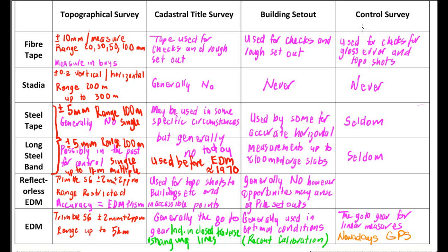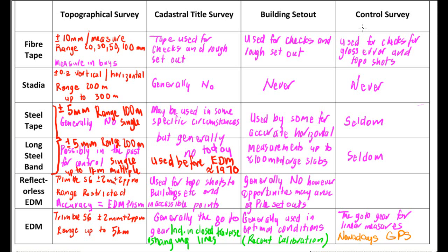The long steel band, again plus or minus 5 mils, has a range of 200 meters generally, although you can do multiple, so you can probably get reasonable accuracy up to about 1 kilometre, but that would be 5 times 5, so 25 mils possibly. It's plus or minus 5 mils per measurement.